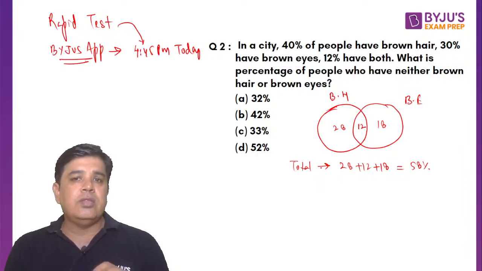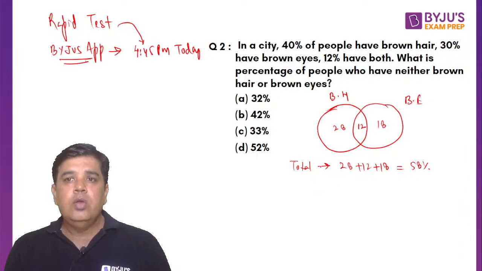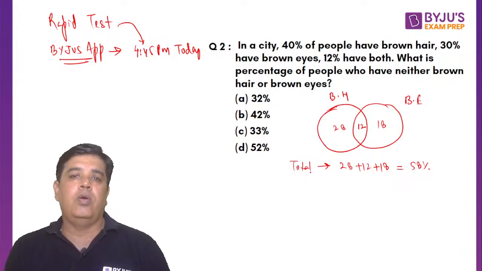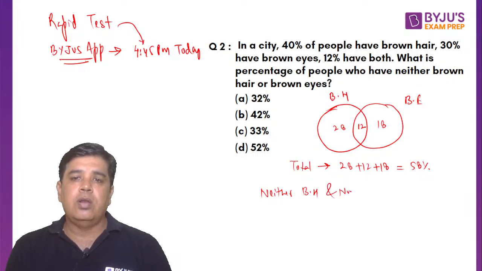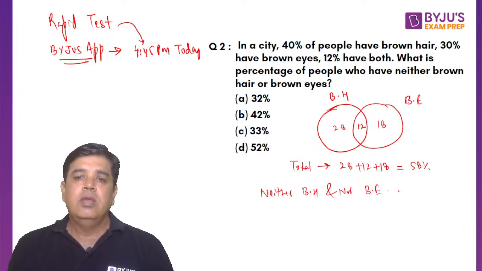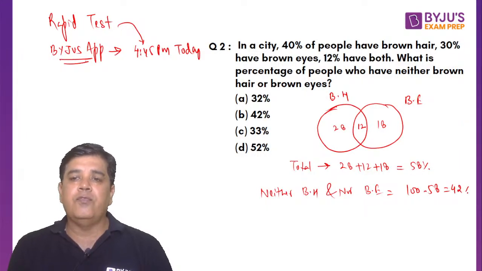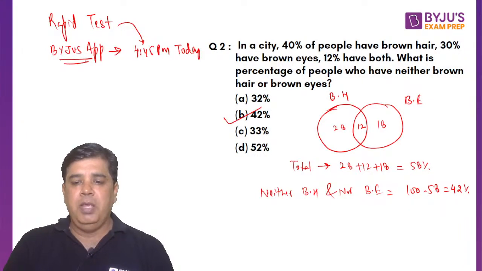The question is just the opposite, right? Who have neither brown hair nor brown eyes, right? Neither brown hair nor brown eyes will be 100 minus 58, that is 42%, which is option B.